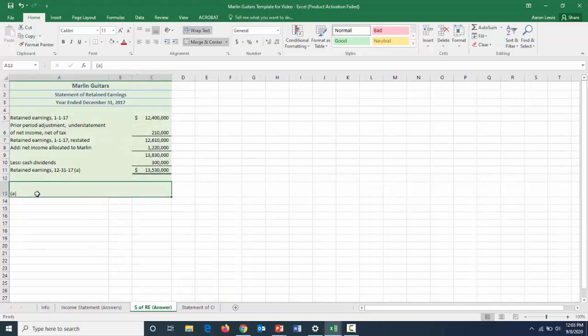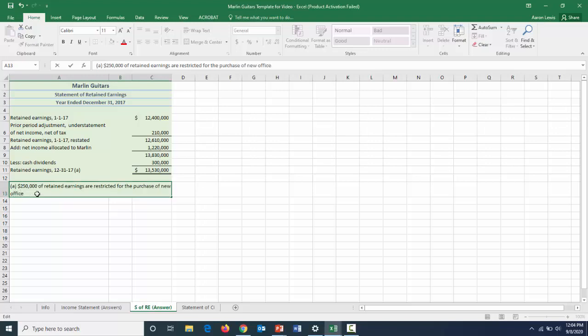Well, we have to let users of our information know that $250,000 is not going to be there for them, because we're going to eventually use it to buy new assets. So how are we going to do that? We're going to do a footnote disclosure, which means you just put something within the statement. I put an A in here that signifies, hey, there's more information about this, read about it in the notes. Then underneath in the notes, we are going to say $250,000 of retained earnings are restricted for the purchase of new office furniture and equipment. And it's as simple as that.